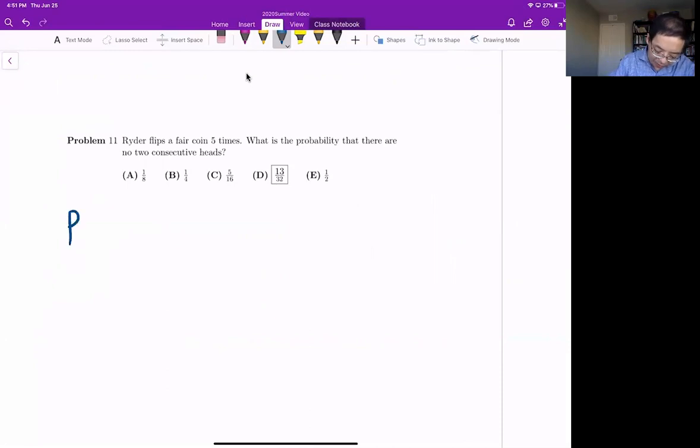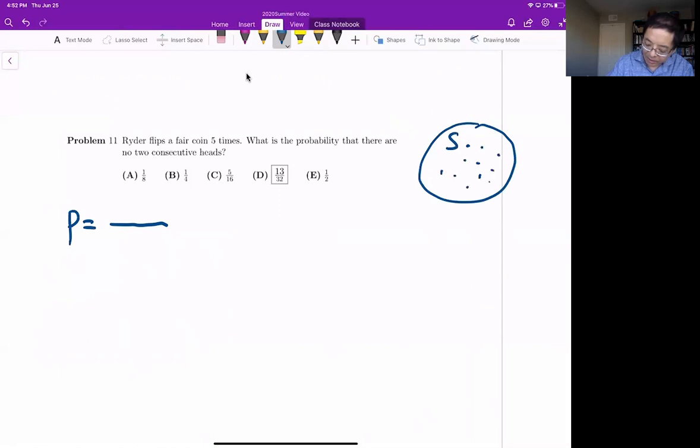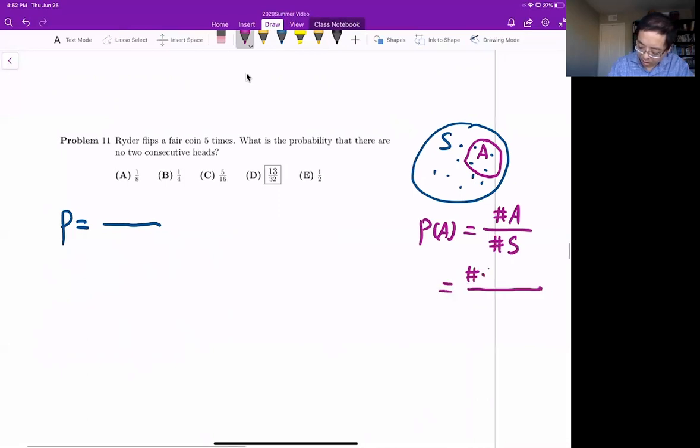So let's recall how we calculate the probability. This is called a discrete case, which means we have only finitely many outcomes. So how do we calculate the probability? This is the general formula. Say this is the total number of possible scenarios, and you are only interested in a specific collection A. Then the probability of A is the number of elements in A divided by the number of elements in the total collection. In another way, it is the number of valid cases divided by the number of total cases.